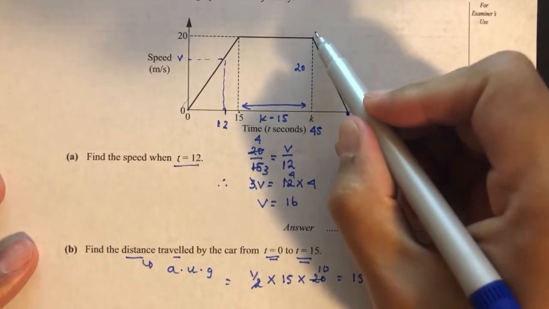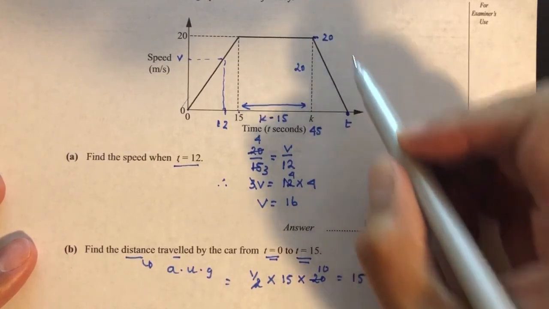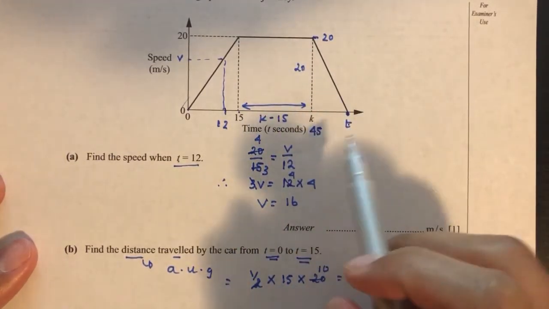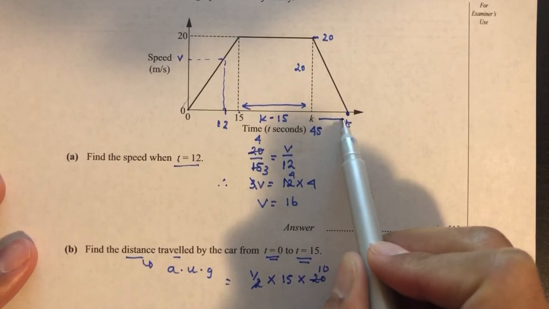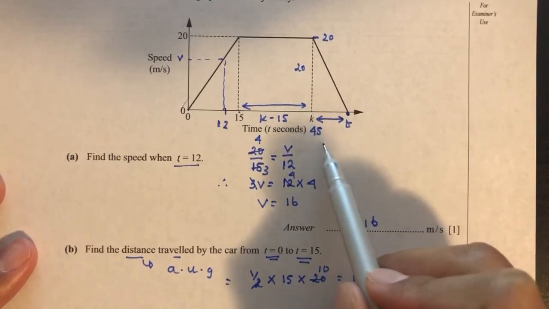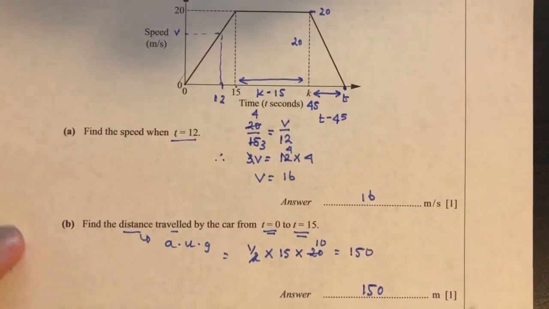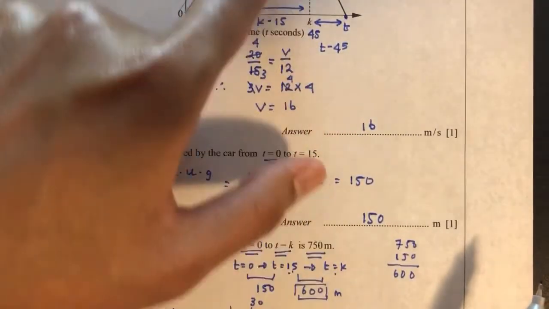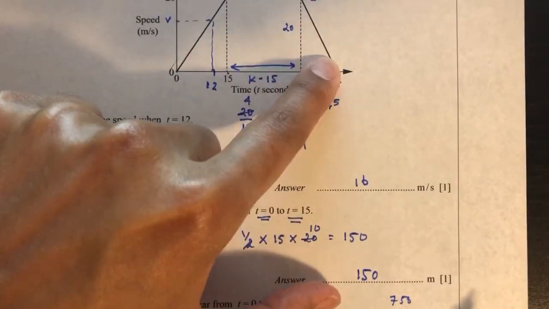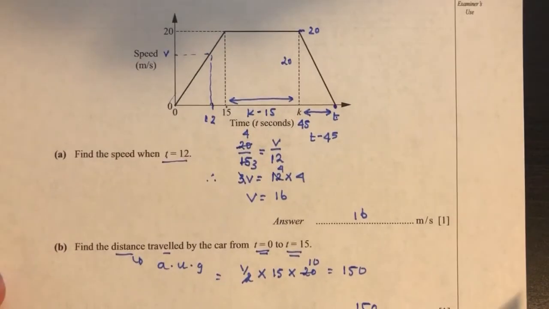And the height here is 20. And the value here is t. What is the length here? The length is t minus 45. Right. Okay, so it is given to us that the retardation for this part is 2 meters per second square.